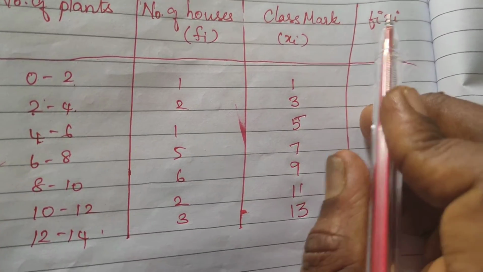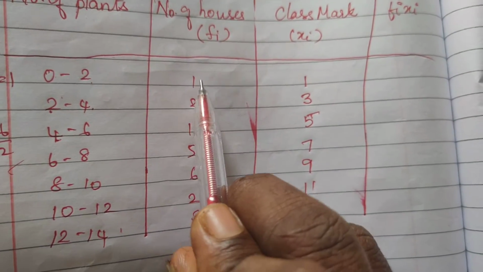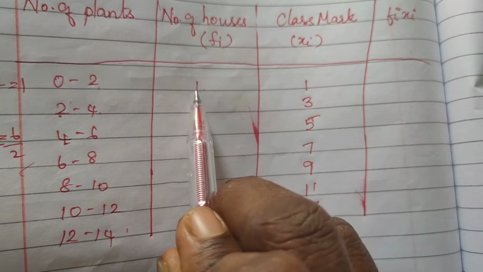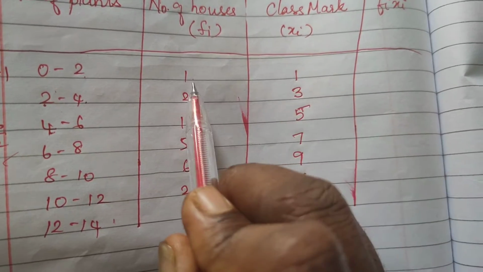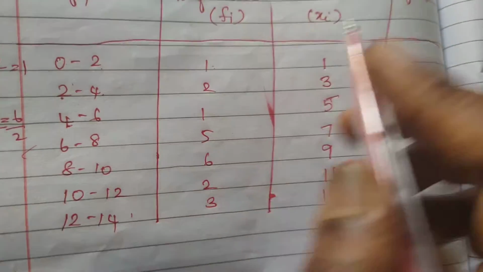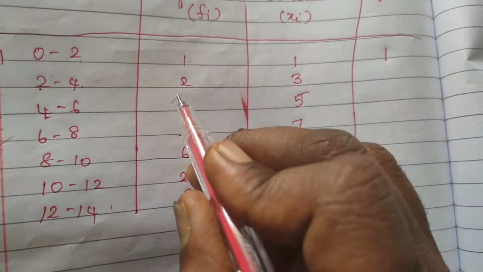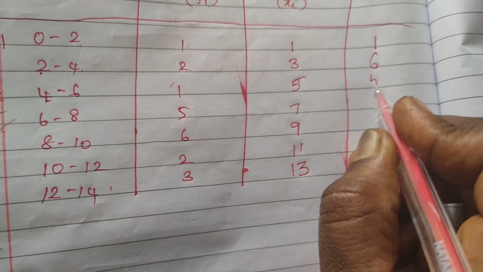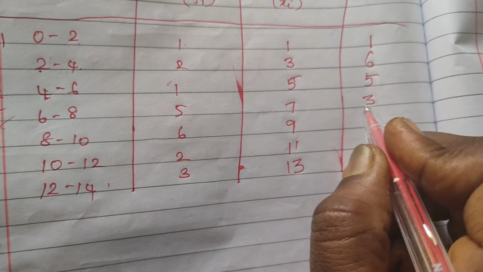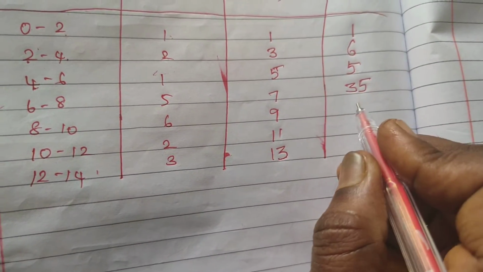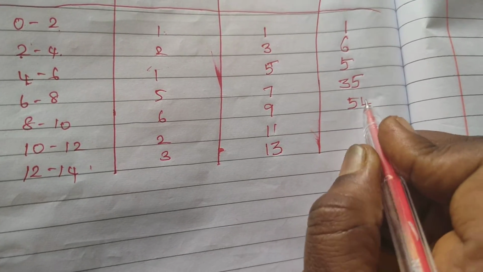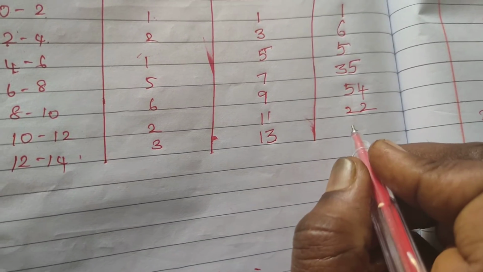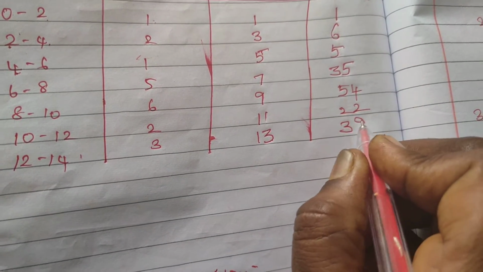fi xi is just multiplying the frequency fi with xi of that class interval. So 1 into 1 is 1. 2 into 3 is 6. 1 into 5 is 5. 5 into 7 is 35. 6 into 9 is 54. 2 into 11 is 22. 3 into 13 is 39.